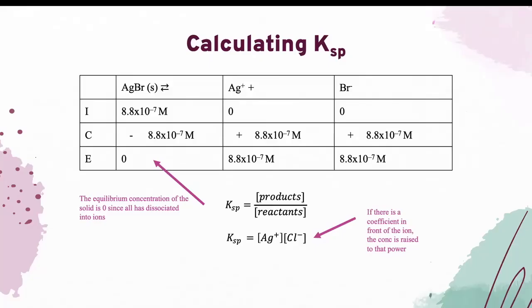In this case, silver bromide dissociates into Ag plus and Br minus, and there's just a 1 in front of each ion, so you don't need to raise anything to any power other than 1. So now I go ahead and plug in the concentrations that we have in the equilibrium row. And I get a final solubility of 7.7 times 10 to the negative 13th. So this is small, and this makes sense because silver bromide is an insoluble salt. So it is going to be more likely to remain in the solid form than dissociate into the ions, which is why not a lot of products form.